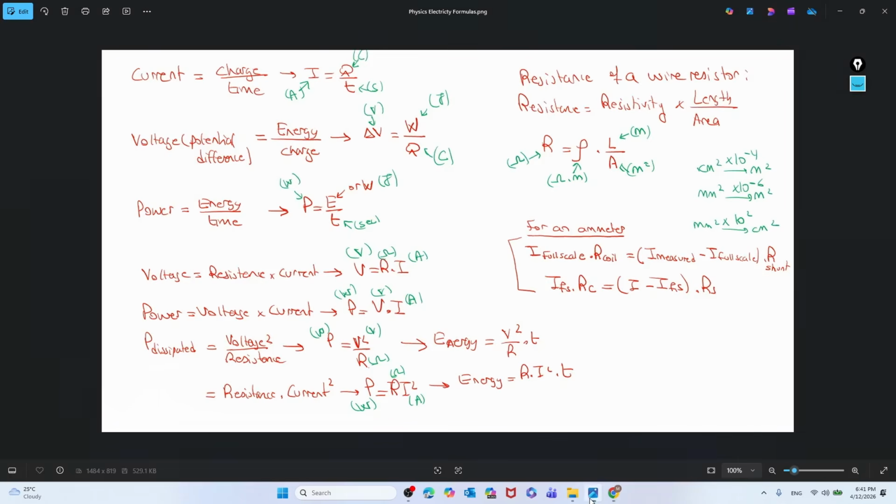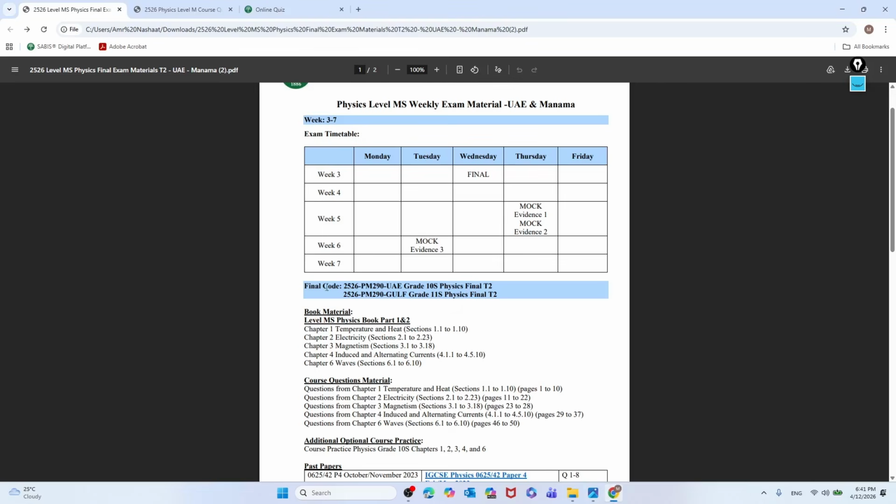Okay, here are the formulas for chapter 2. You guys should know them, all of them anyway. Yeah, these are the electricity formulas. Okay, let's start. So, magnetism.